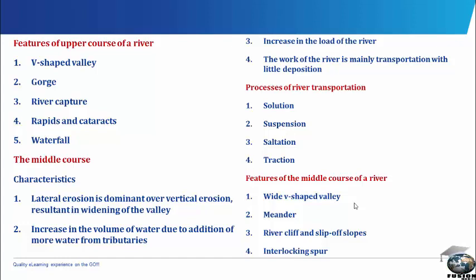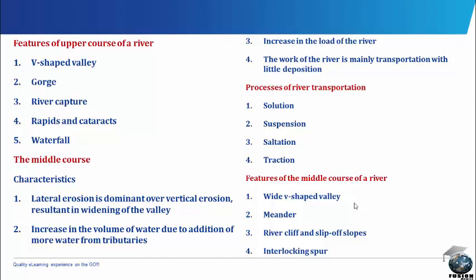2. Meander. 3. River cliff and slip-off slopes. 4. Interlocking spur. The wide V-shaped valley occurs as a result of lateral corrosion which has become more dominant than vertical corrosion. The river banks widen to produce a wide V-shaped valley.